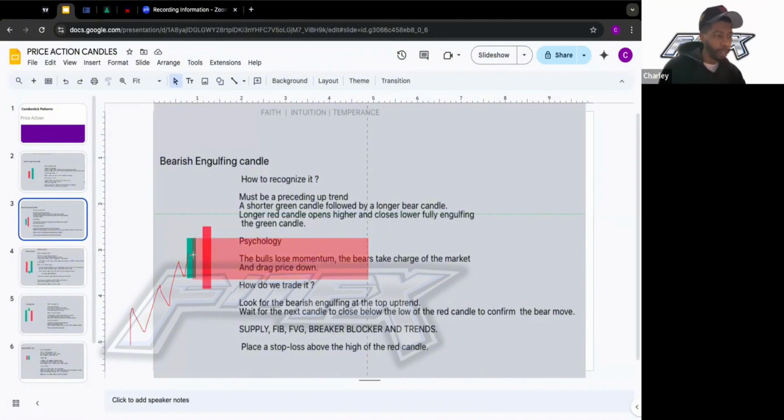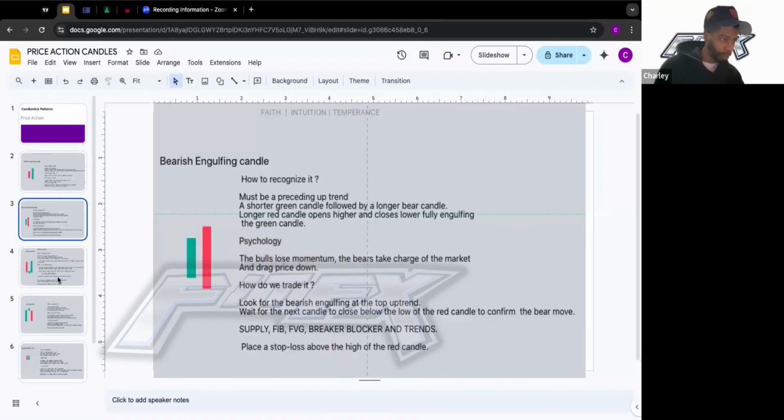Price creates this, gives us a choch. The next candle does something like this. Come back, catch an entry right here. Boom, keep it going. Simple as that. Nothing crazy. So it's the same thing.